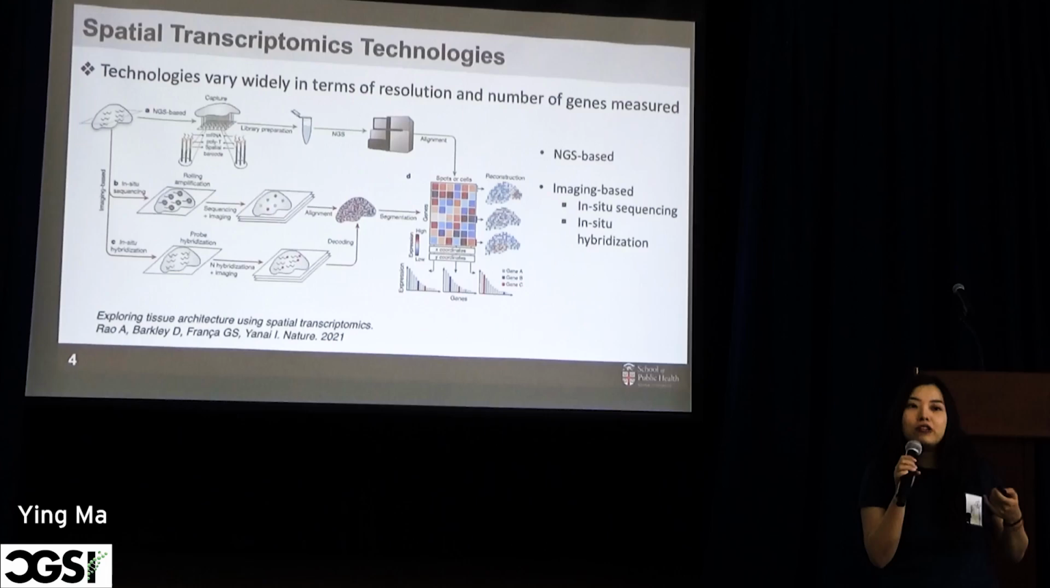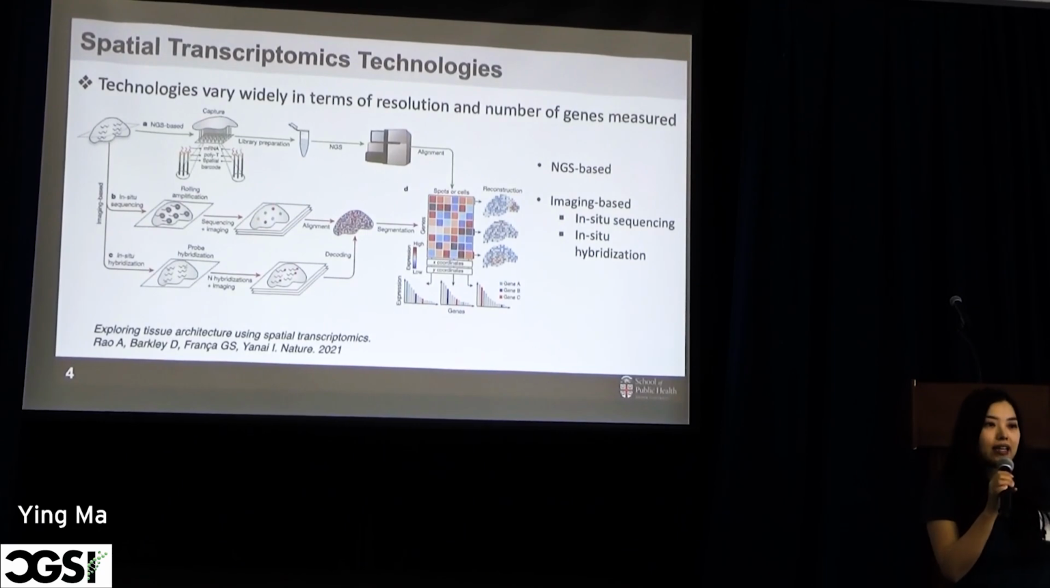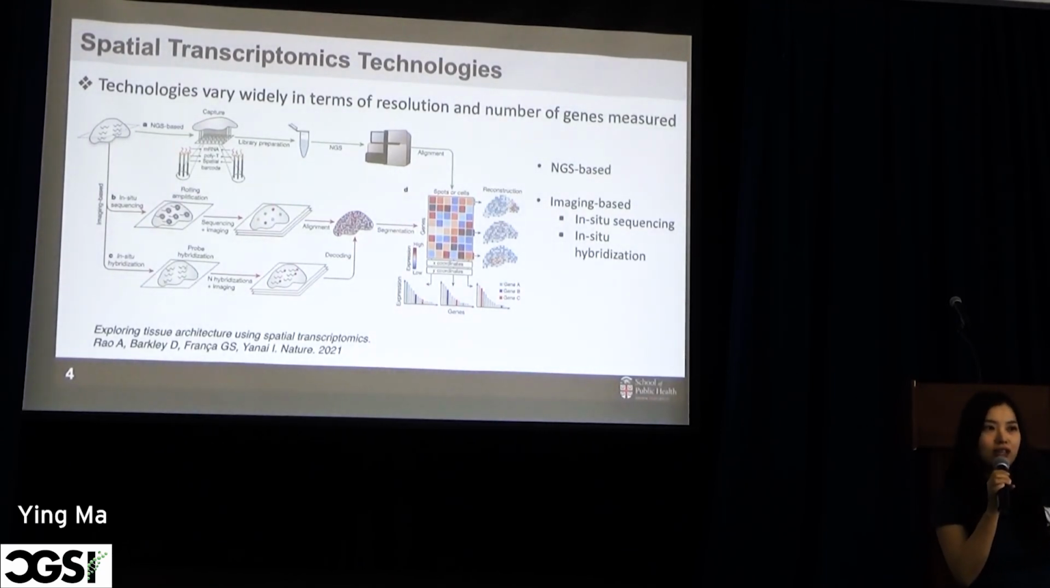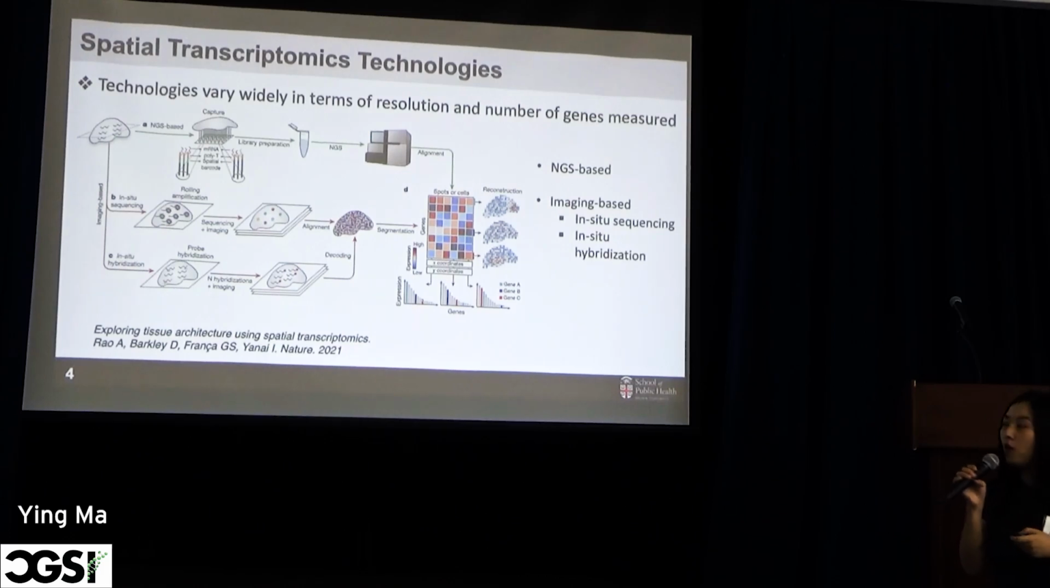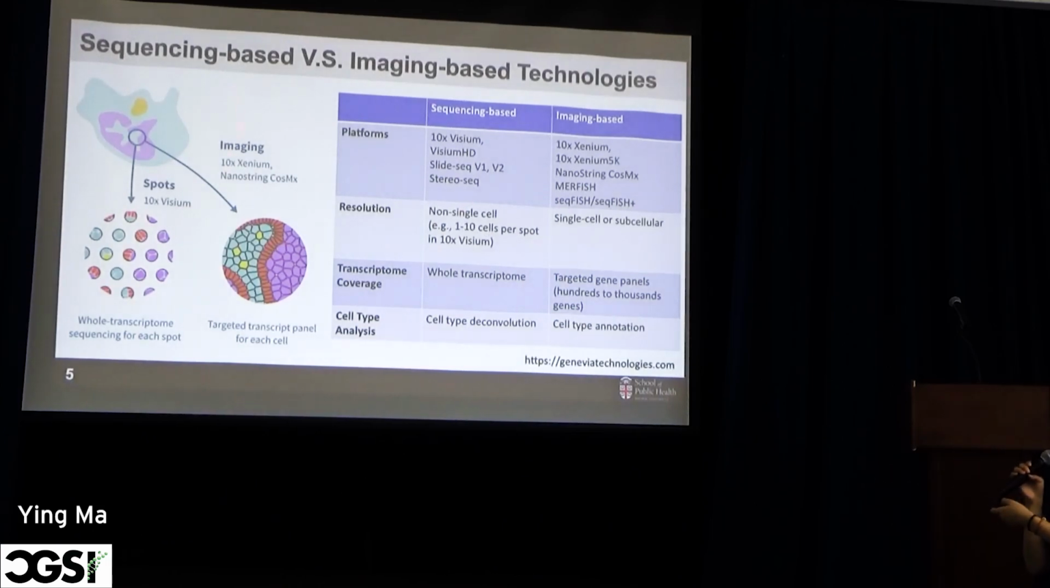The first is sequencing-based technology, and the second is imaging-based technology. The sequencing-based technology is directly based on quantifying transcripts, combined with spatial barcoding to get the spatial information, but it might sacrifice spatial resolution. However, the imaging-based technology directly utilizes in situ hybridization or in situ sequencing that directly detects transcripts at each spatial location. So it gives you high spatial resolution data. These two technologies have their own characteristics, so they are different platforms.